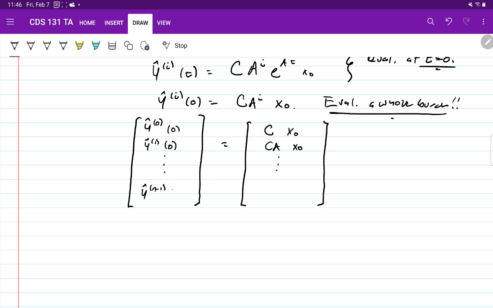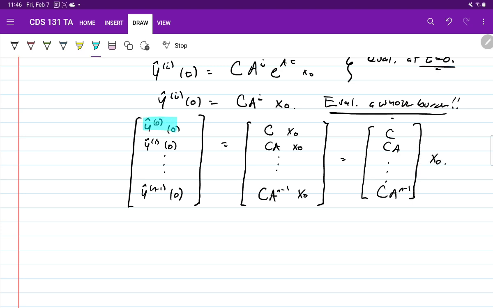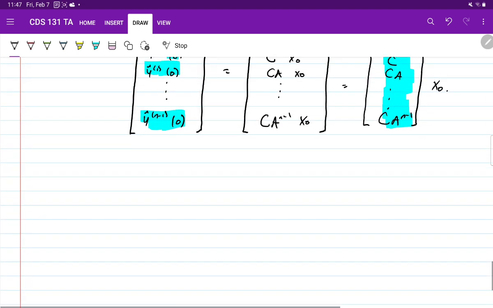So the n minus first derivative at 0 is equal to CA to the n minus 1 times x naught, right? We pull all this out, we get C, CA, all the way down to CA to the n minus 1 times x naught, okay? Now, since we know our output signal, this entire left-hand side is known. Now, this matrix on the right-hand side is also known, right? We assume that we knew A, B, C, D, okay?